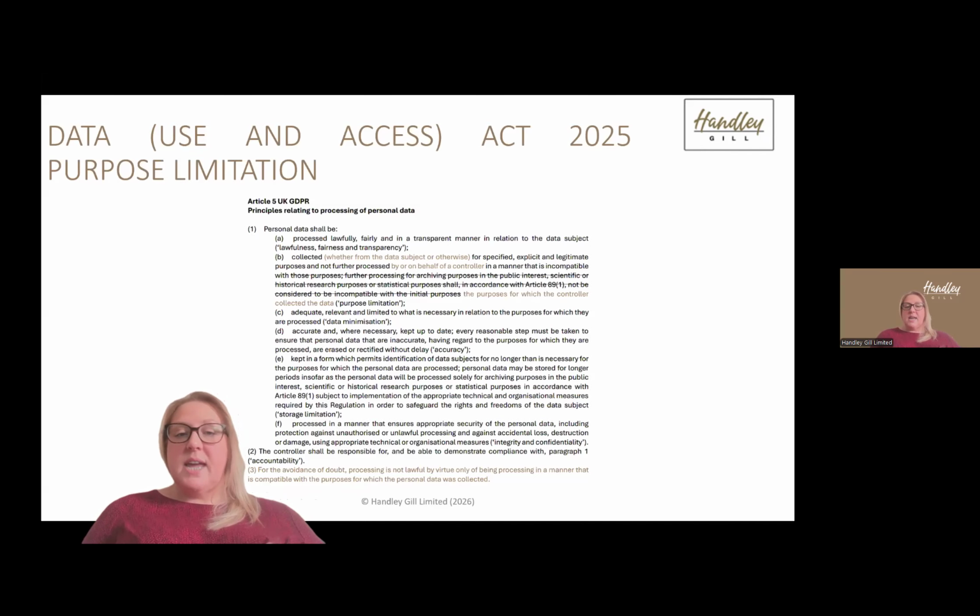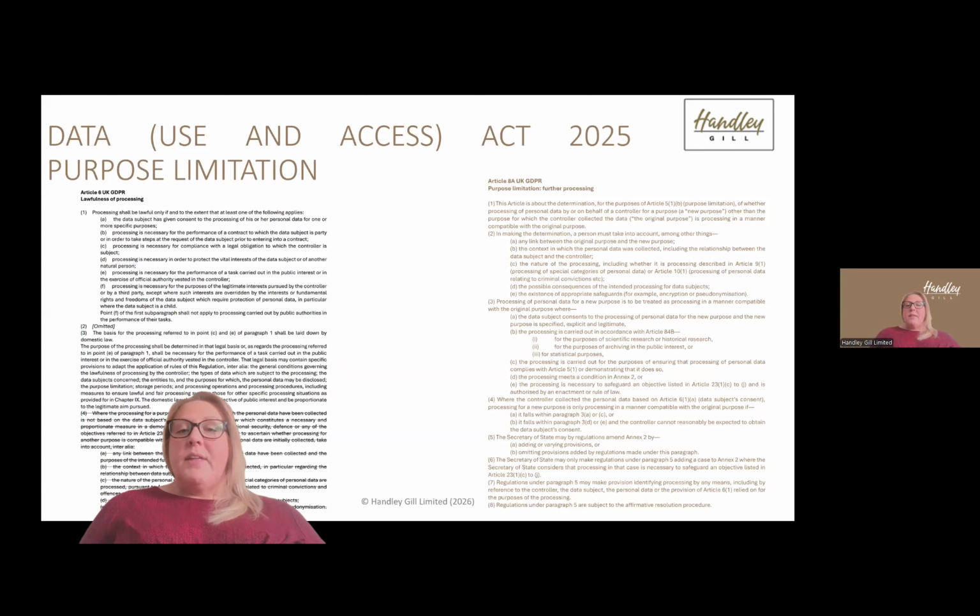Slightly amended because they've taken out the references to the RAS purposes because they're now moved to a distinct section. New Article 5.3: for the avoidance of doubt, processing is not lawful by virtue only of being compatible processing. And then you've got a new Article 8A, which deals with further processing and purpose limitation.